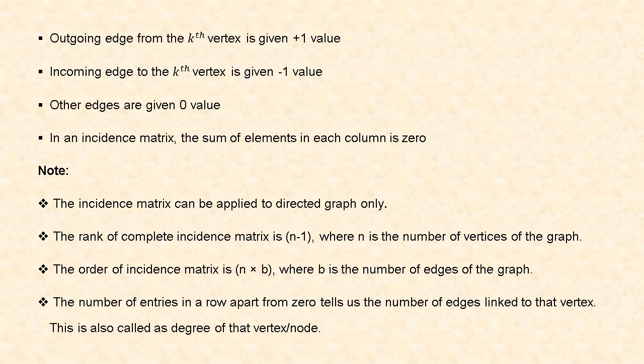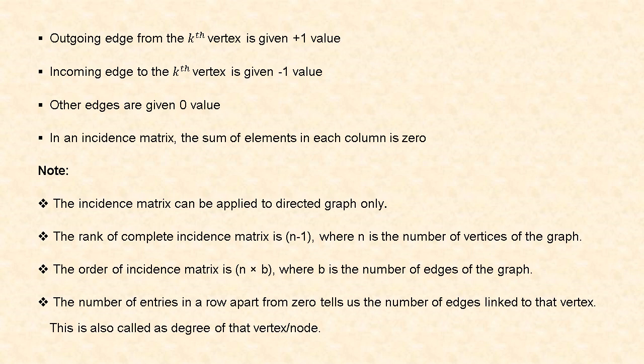The entries of this matrix are -1, 0 and +1. In this matrix, for the kth node or vertex, the outgoing edge or branch is given +1 value. Similarly, for the kth node, the incoming edge or branch is given -1 value. Other edges or branches are given 0 value. In an incidence matrix, the sum of elements in each column should be equal to 0.